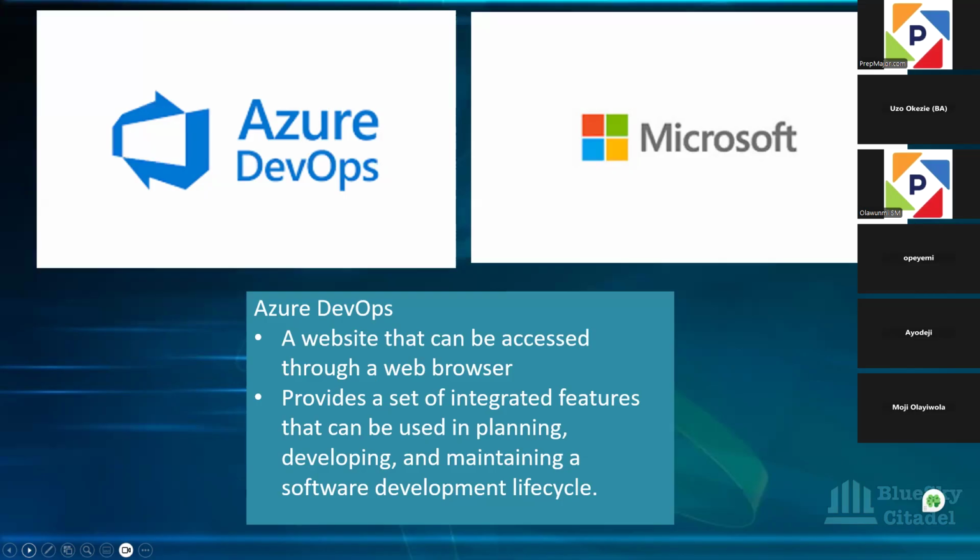For us to be able to work collaboratively and be effective in what we're doing, we need that collaborative tool. And that is what Azure DevOps provides for you. Now, Azure DevOps is not the only collaborative tool you have. Another one is Jira, but the one we're using in the internship, or on BlueSky Citadel, is Azure DevOps. And like I said, the provider for that tool is Microsoft. Okay.